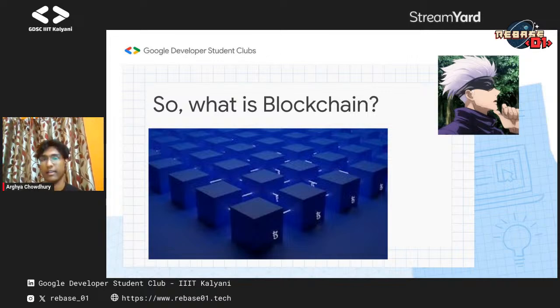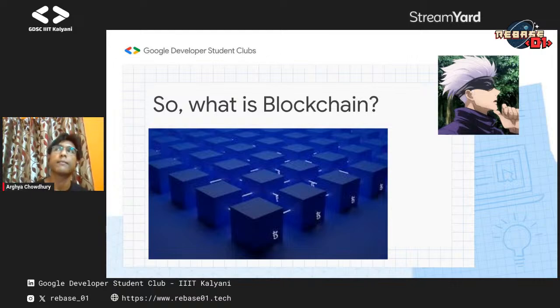Everybody has the same ledger, the same notebook, and whenever, for example, the class teacher writes down something on the ledger or the notebook, it appears in everyone's notebook. Okay, at the same time, this is basically blockchain, and this is basically the technology that blockchain is built on.